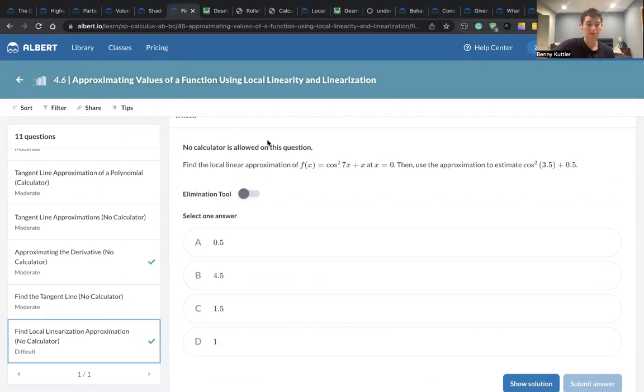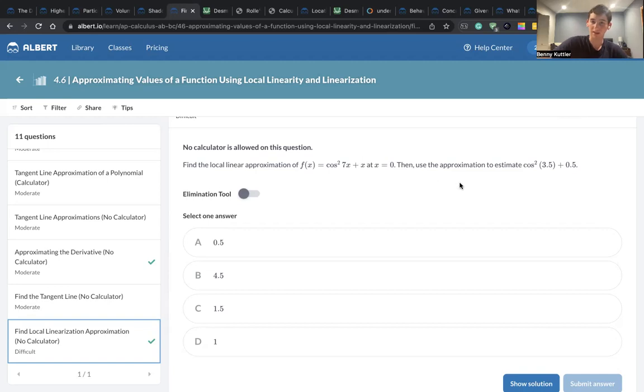Next topic is the last topic of Unit 4, which is linear approximation. So this can come in handy if you don't have a calculator. You're never going to be asked this on a calculator section, I don't think. But this is essentially a way to find an approximate value of a function at a point that you can't really evaluate easily.